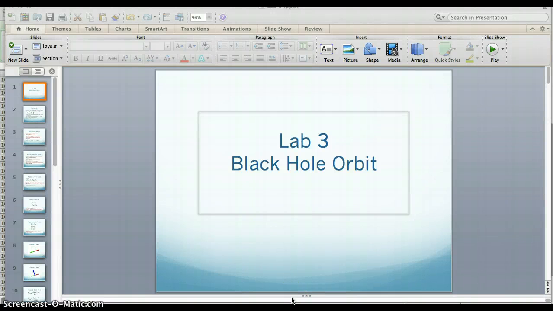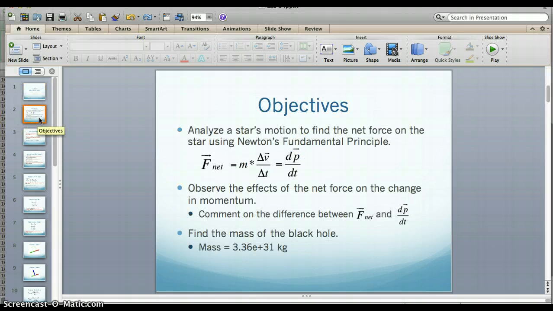So today we're going to be talking about Lab 3, which is black hole orbit. The objectives of this lab were to analyze a star's motion to find the net force on the star by the black hole using Newton's fundamental principle. As a reminder, Newton's fundamental principle states that F net equals mass times the change in velocity over the change in time, otherwise rewritten as the change in momentum over the change in time.